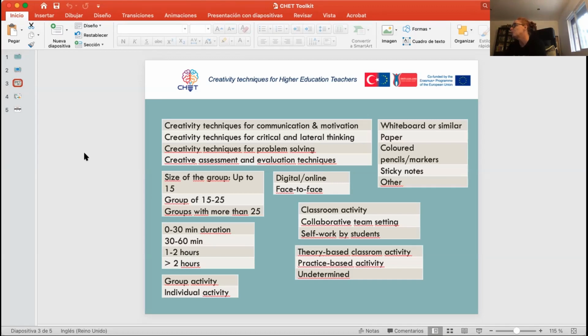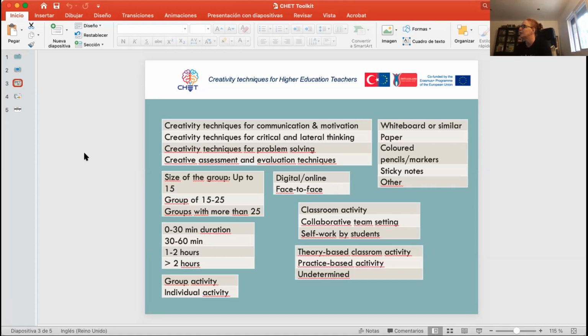And the last one is more related to what kind of materials you need in the classroom. So a whiteboard or similar, paper, colored pencils, markers, sticky notes, and other. Of course, this list could have been much longer, but let's say that the first four are the ones most used in creativity activities within a classroom. So that's why we kept them.